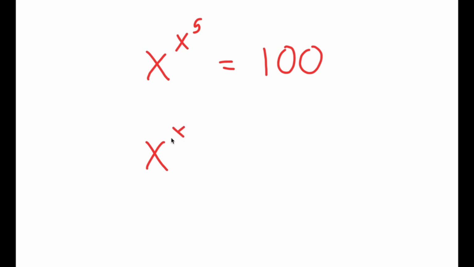Alright, so in this video, I'm going to solve the equation x to the power of x to the power of 5 is equal to 100. So to solve this equation, I'm going to first start by taking the power of 5 on both sides.